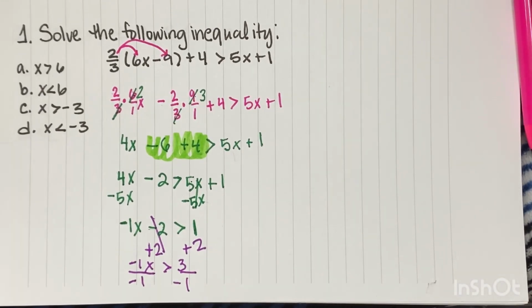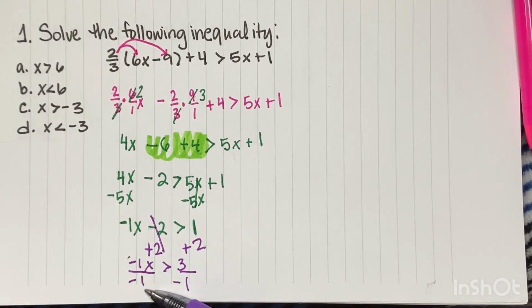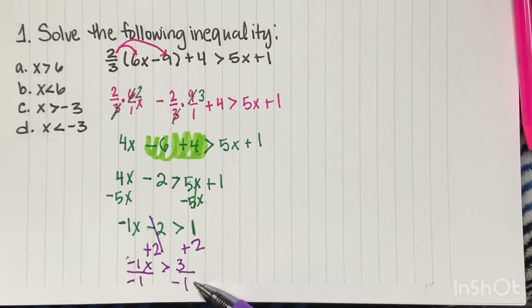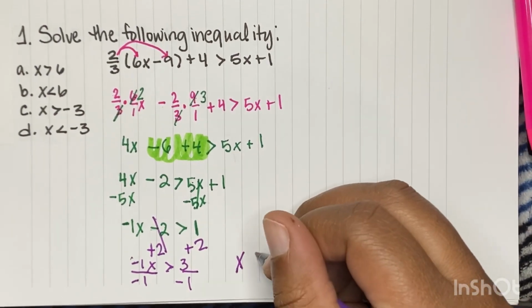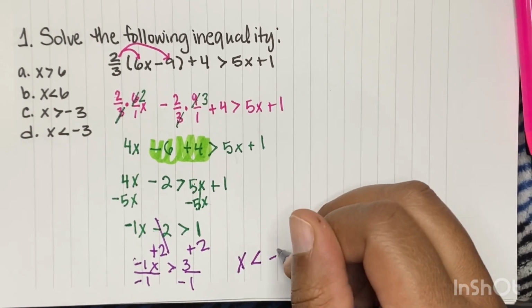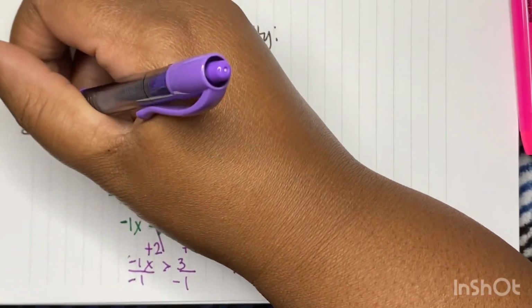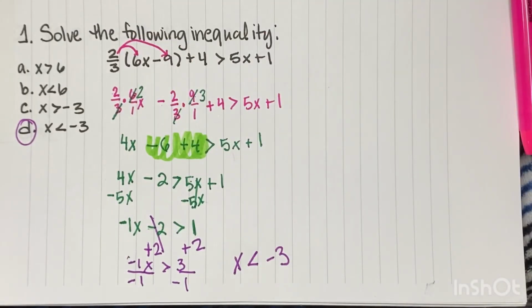Now this is what most people forget when they get into inequalities. Whenever you divide or multiply by a negative number, you have to flip that inequality. So it would be x is less than negative 3. So D would be our answer. Alrighty, let's go on to the next.